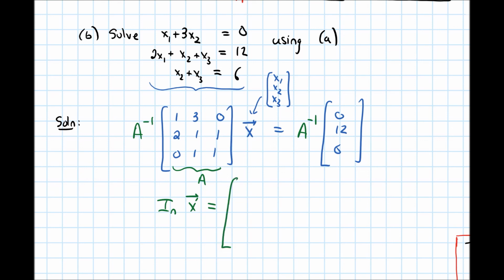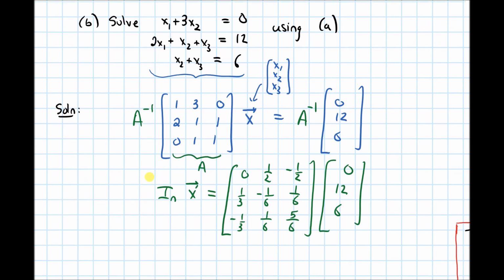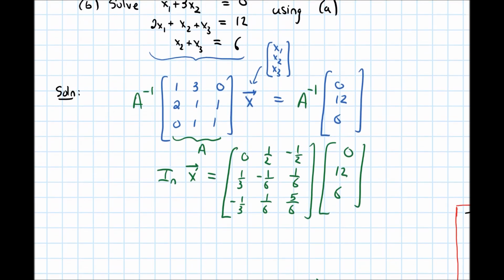And remember, the formula for A inverse was 0, 1/2, negative 1/2. We had 1/3, negative 1/6. And then I think we had positive 1/6, negative 1/3, positive 1/6, and I think positive 5/6. So that was the formula for A inverse. And then we have times the vector 0, 12, 6. The identity times anything is just that anything. So the identity times x is just x. And now on the right-hand side, I just have to multiply this matrix times this vector.